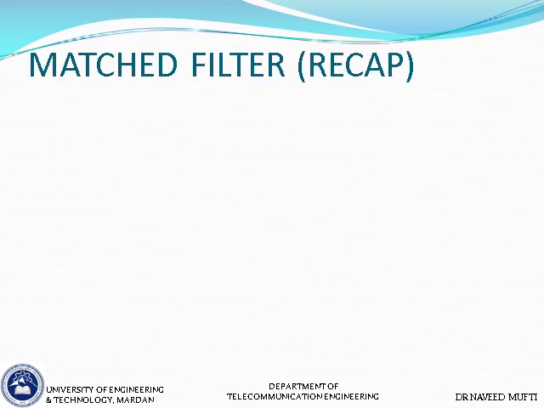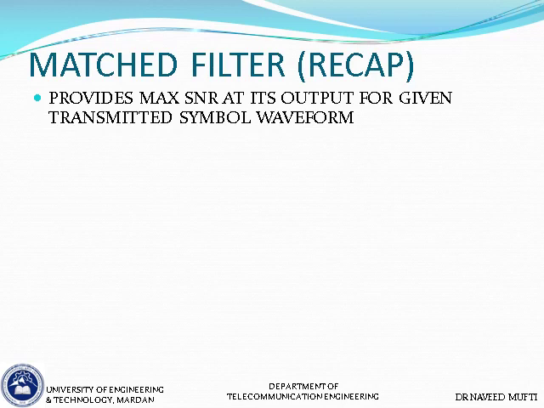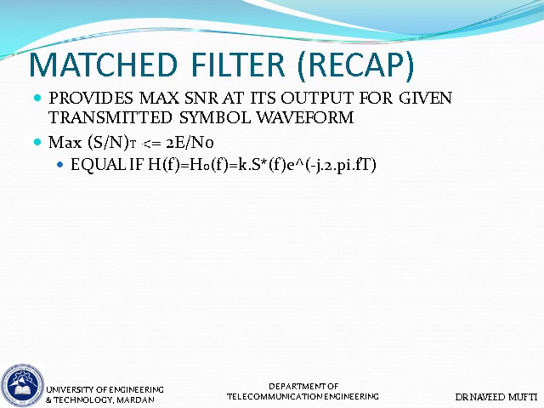So a quick recap of the matched filter. As we have discussed last week, the matched filter provides the maximum signal to noise ratio at its output for a given transmitted symbol waveform. And the expression that we derived was that the maximum value of signal to noise ratio at the sampling time capital T is less than or equal to 2E by N0. And this inequality becomes equality when the transfer function of the system is of this form, as I have shown here. This was also shown last week.